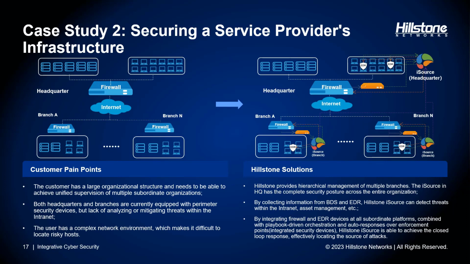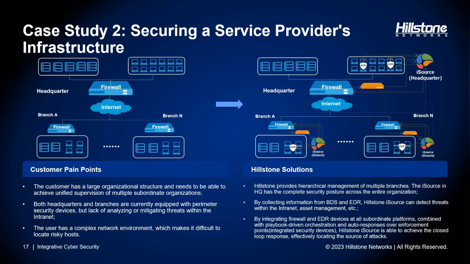In case study number 2, a service provider faced challenges due to its large organizational structure, and this necessitated a unified supervision of multiple subordinate organizations. While both headquarters and branches had perimeter security measures, they lacked the capability to analyze or mitigate threats within the intranet, and their complex network environment made it challenging to identify risky hosts.